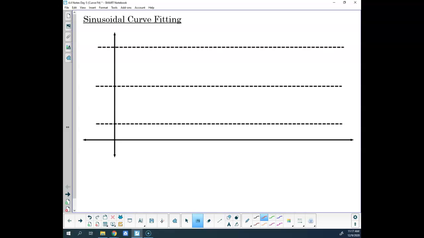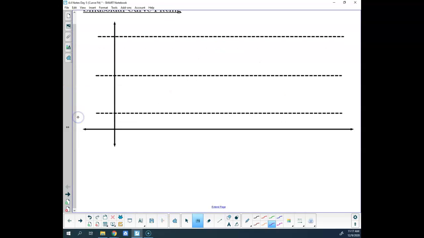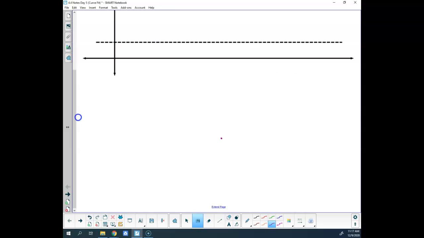The second scenario that we're going to have is we're going to give you a certain amount of data points, and we're going to ask you to find a curve based off of those data points.